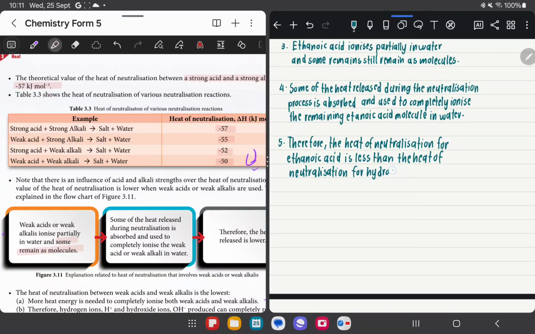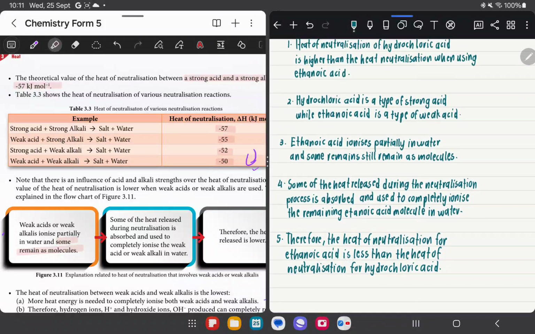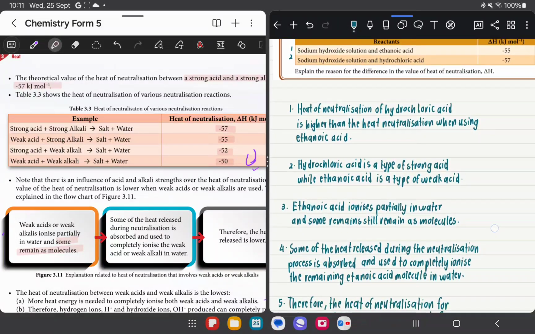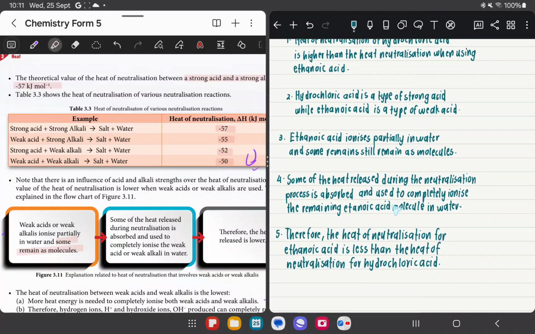So you dah explain completely why dia ni macam ni, hydrochloric acid, because this is a type of process, you know, so you kena list out accordingly, because dia tanya why it is different. The difference is because of this 4th point lah, because some of the ethanoic acid molecules remain as molecule, tak tukar jadi ion.